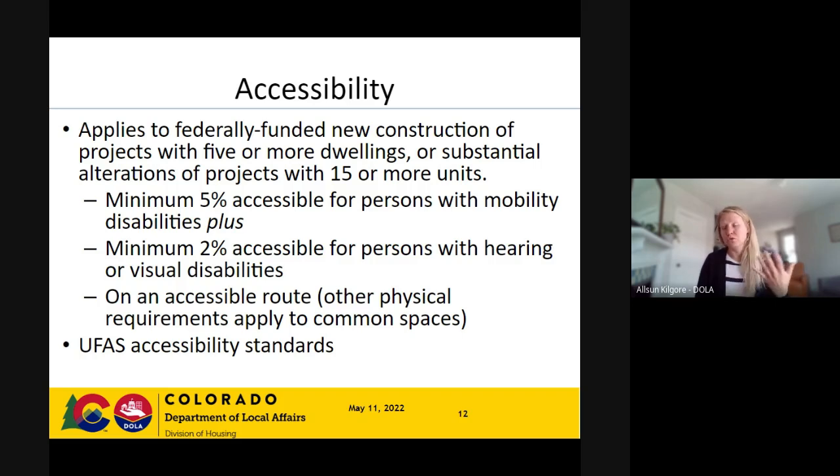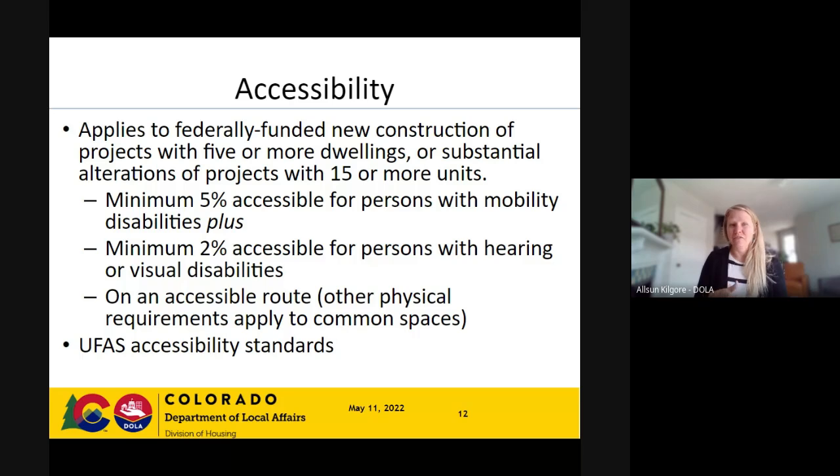So even though those 5 would be for anybody with a hearing, vision, or mobility impairment, you need to still meet that minimum, as if they were stacked separately. And I hope I'm explaining that well. If I should go over it again with different language, please drop a note in the chat.